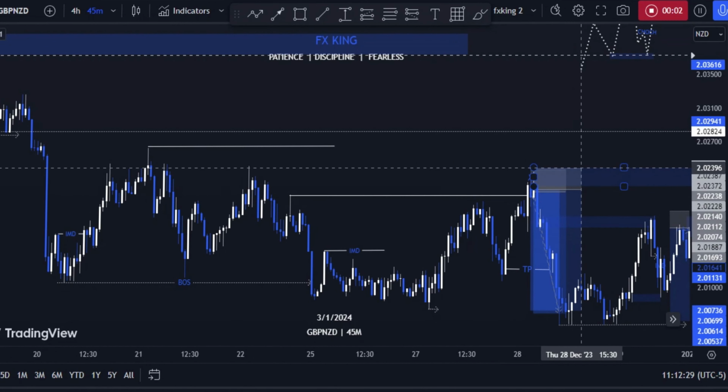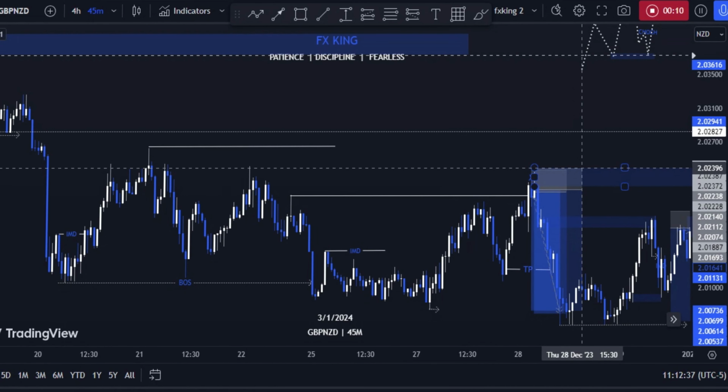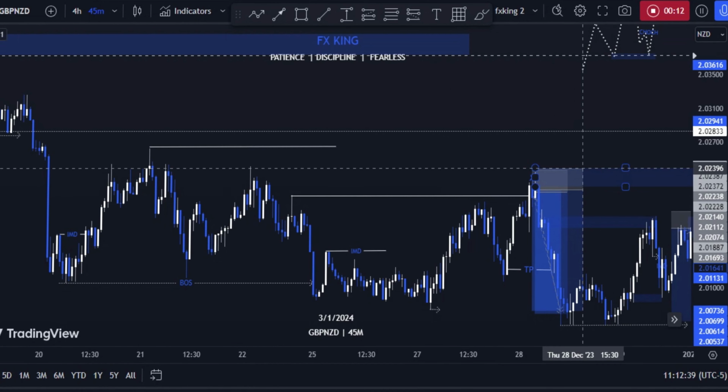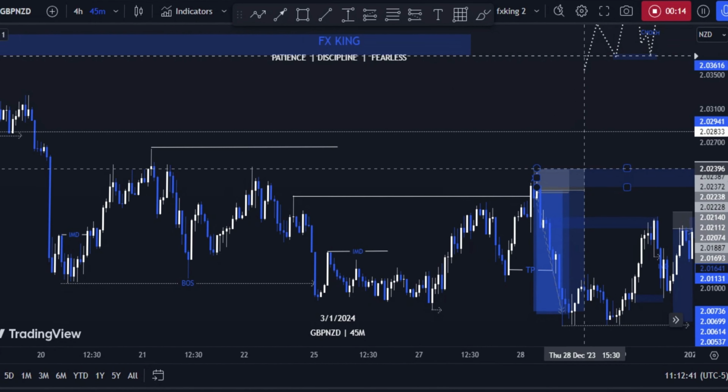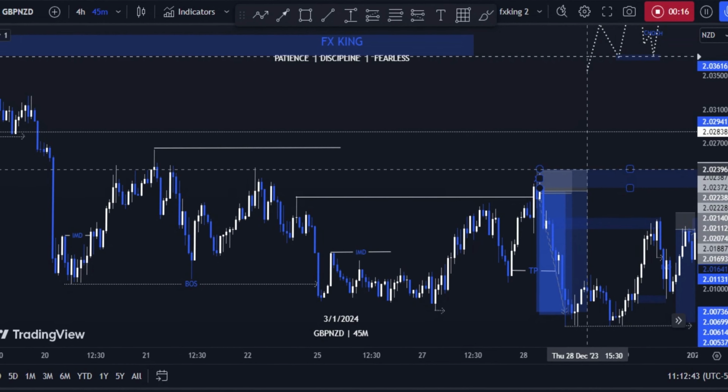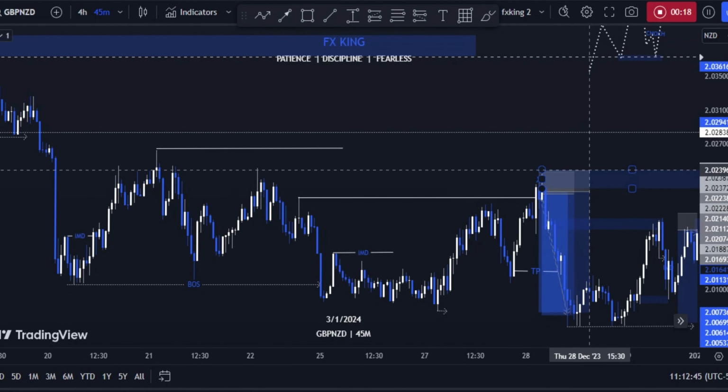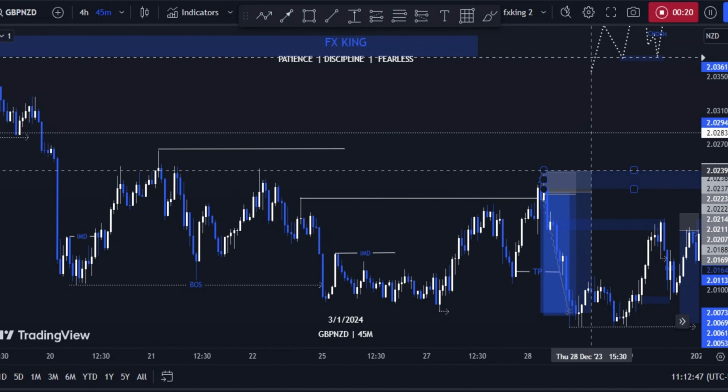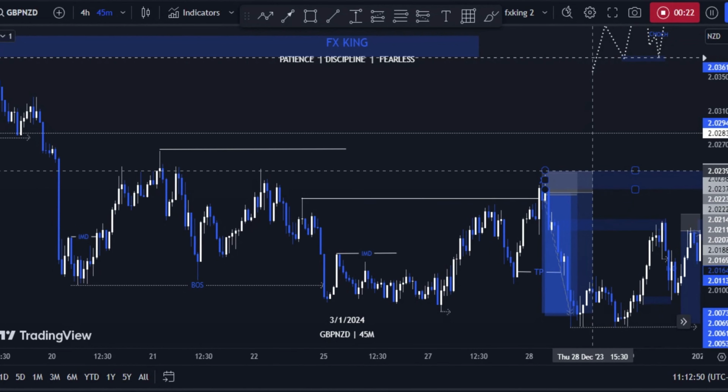Are you struggling to spot liquidity in the market, or do you often find yourself being used as liquidity in the market? If so, this video is for you. Stick around to the end of this video because I will be showing you how to spot liquidity and how to avoid being liquidity in the market. So let's take a look at the chart.